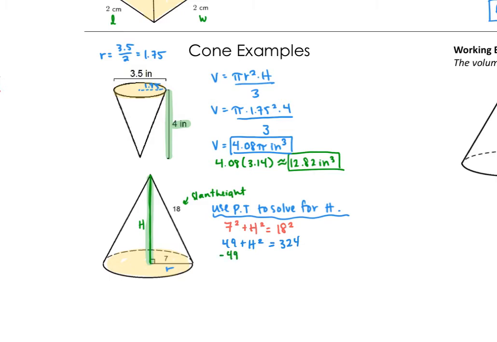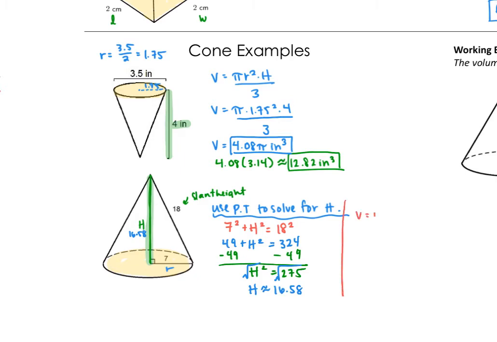Subtract 49 from both sides. So h squared is 275. And now we just take the square root of both sides. So we get that the height is approximately 16.58. Okay, so now that I have my height, now I can use the volume formula to find the volume.